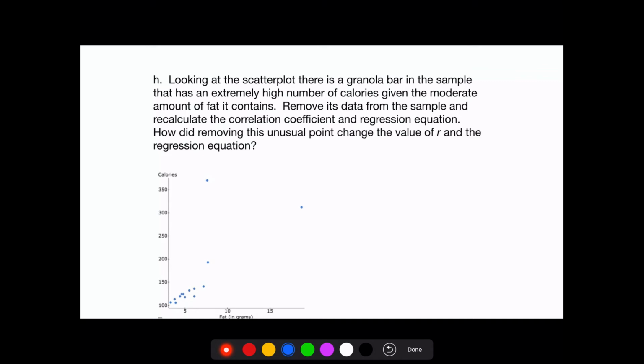If we look at our scatter plot from before, we see that most of the data lies within this band, except there's this one unusual data value. It has around 7 grams of fat, but over 350 calories. So we're going to go back into StatCrunch and find this unusual bar, remove it from the data, and then recalculate the regression analysis.